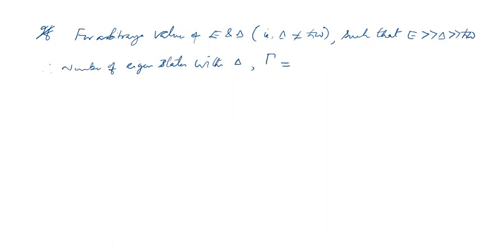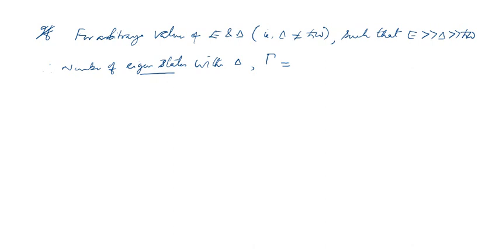Number of eigenstates: each eigenstate corresponds to a microstate. Quantum mechanically, each eigenstate is an accessible microstate. Therefore, the number of eigenstates is the same as what? The number of microstates, which we have been denoting as omega or gamma, whatever it is. So what will be the number of eigenstates within delta?